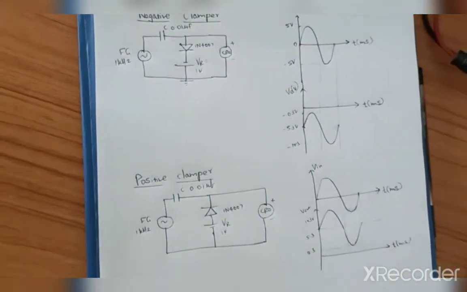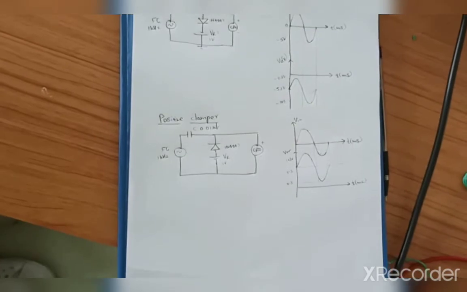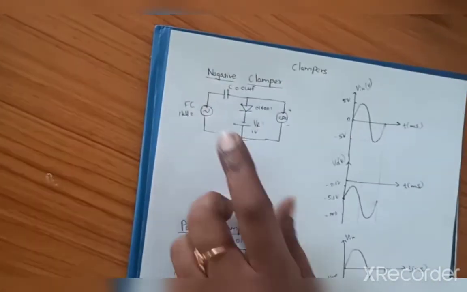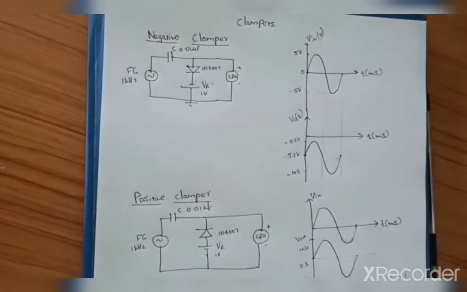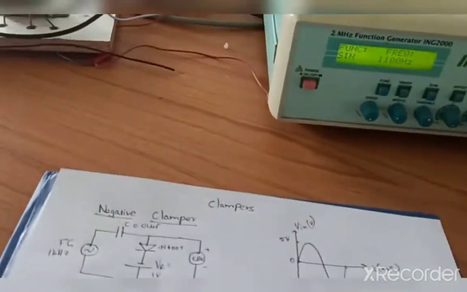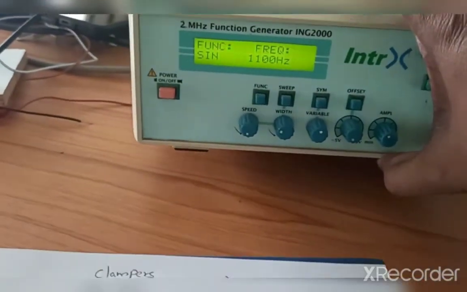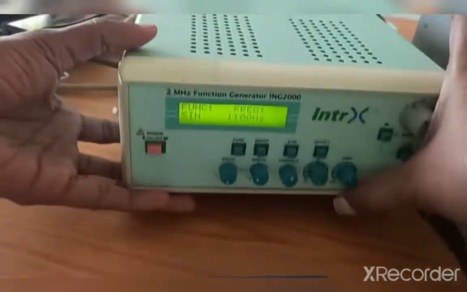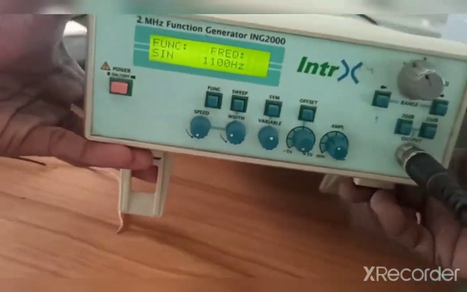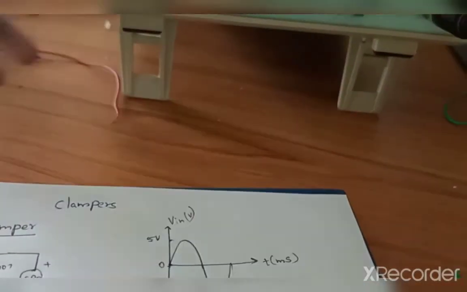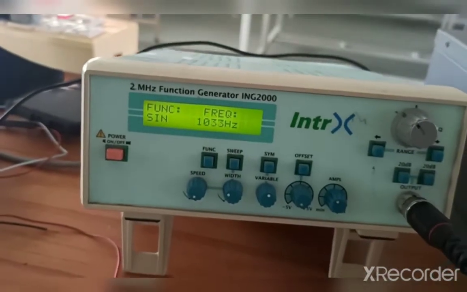Now we will see how to construct a clamper circuit. First is the function generator. In the function generator, set your frequency. I am keeping it at 1000 hertz.